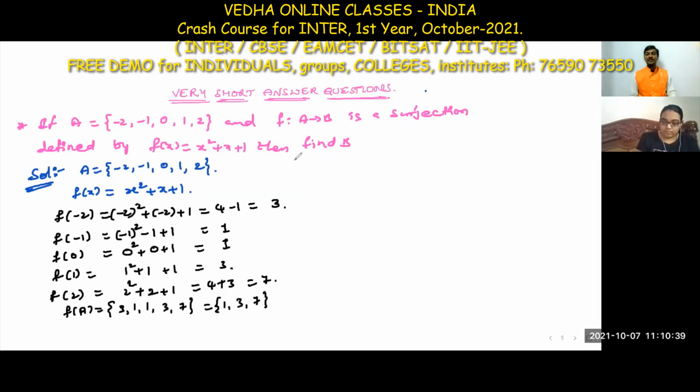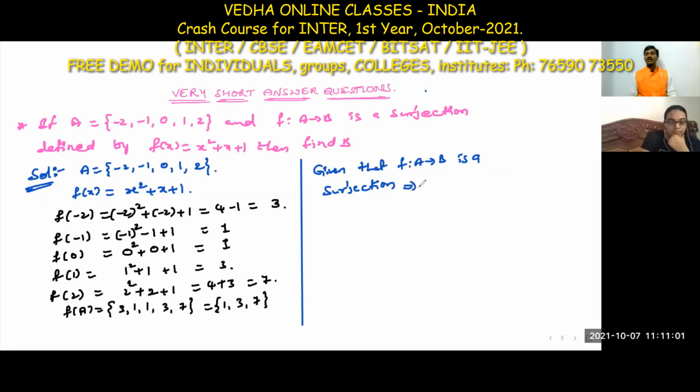Now here he gave one condition. What is the given condition? F from A to B is a surjection. Given that f from A to B is a surjection.